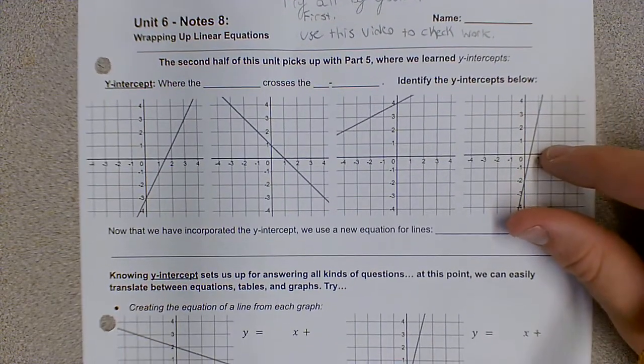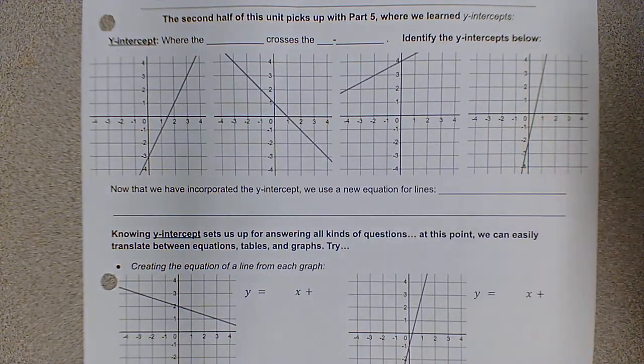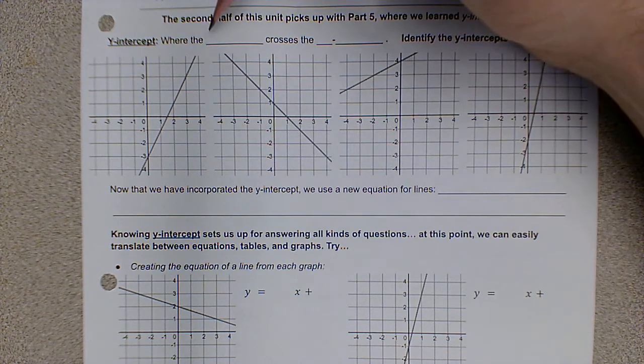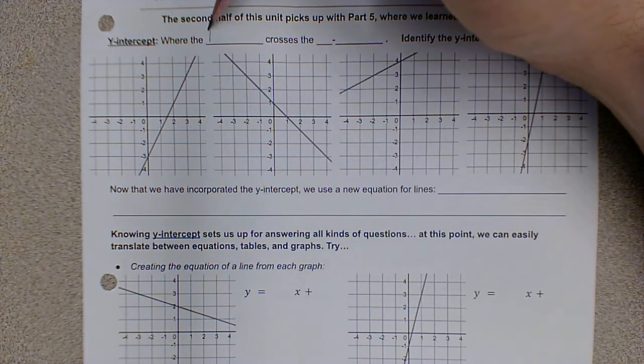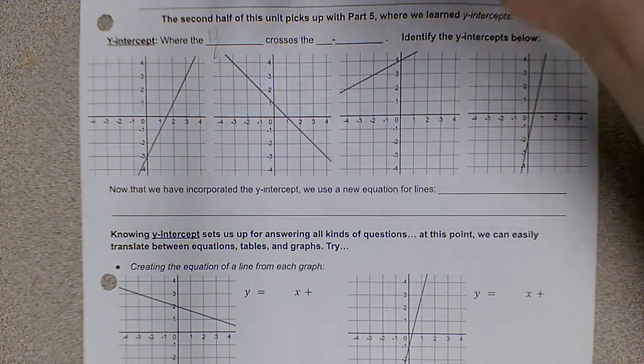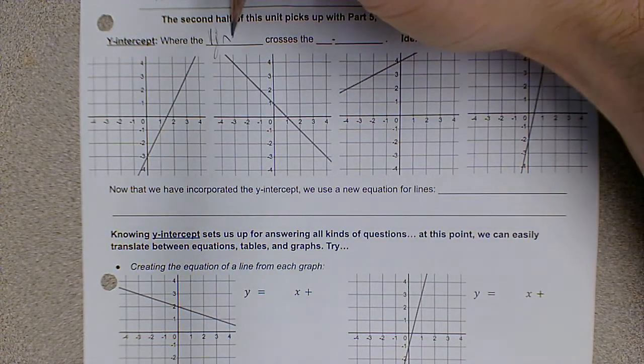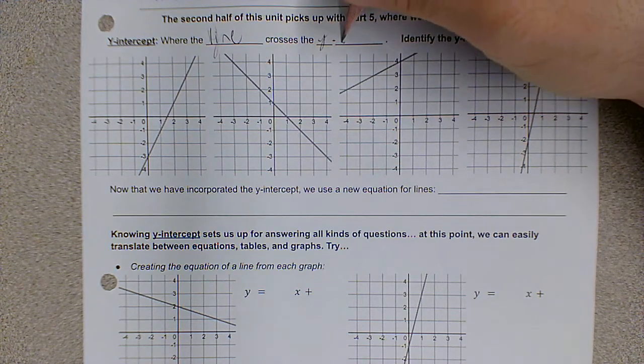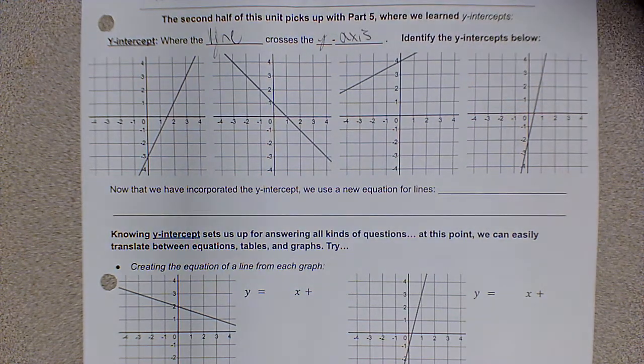To define a y-intercept, it's where the line crosses the y-axis. Okay. So we got 4 lines here. They all have their own intercept.